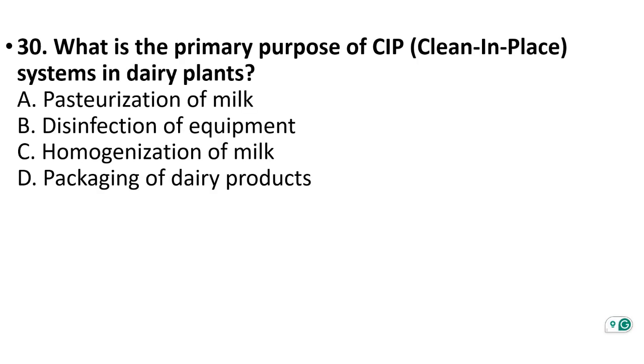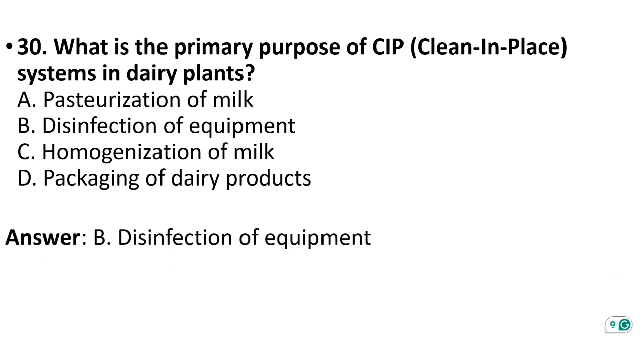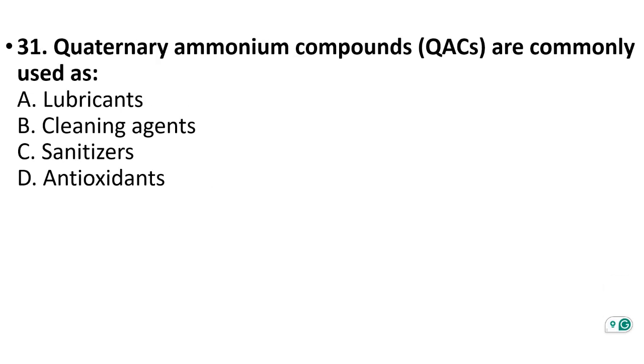30. What is the primary purpose of CIP systems in dairy plants? Pasteurization of milk, disinfection of equipment, homogenization of milk, packaging of dairy products? Your answer is option B, disinfection of equipment. 31. Quaternary ammonium compounds are commonly used as lubricants, cleaning agents, sanitizers, antioxidants. Your answer is option C, sanitizers.